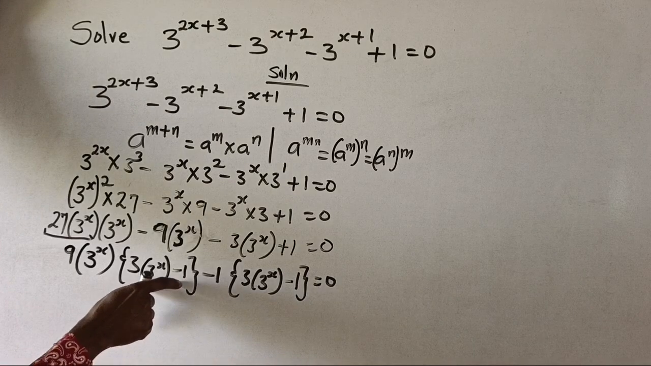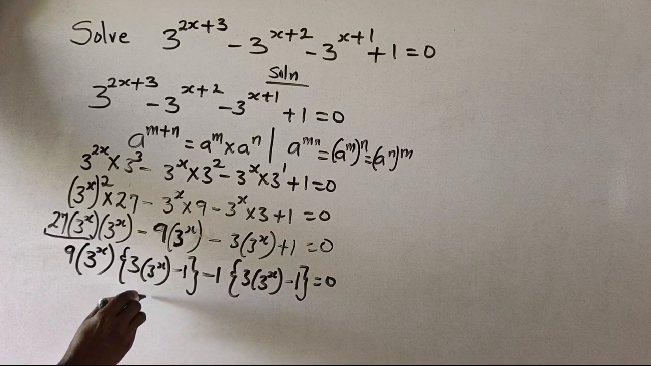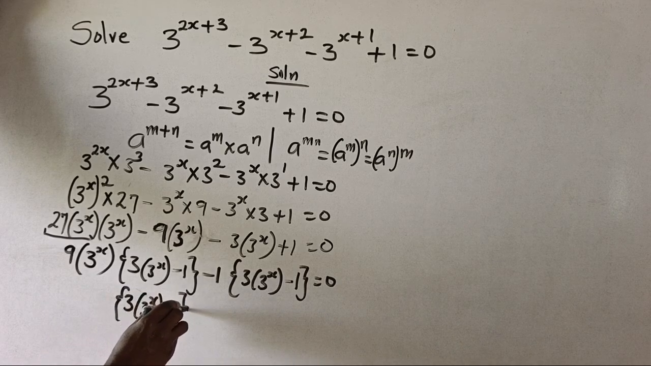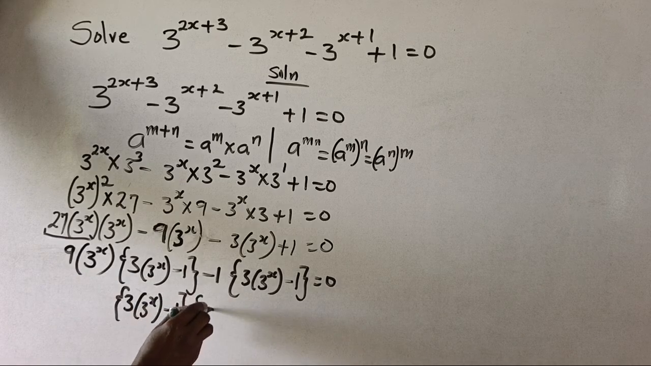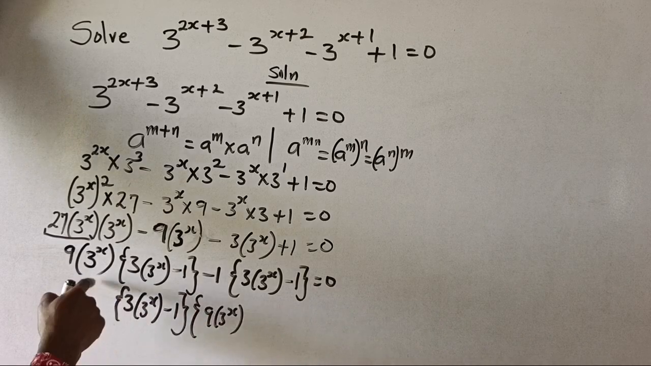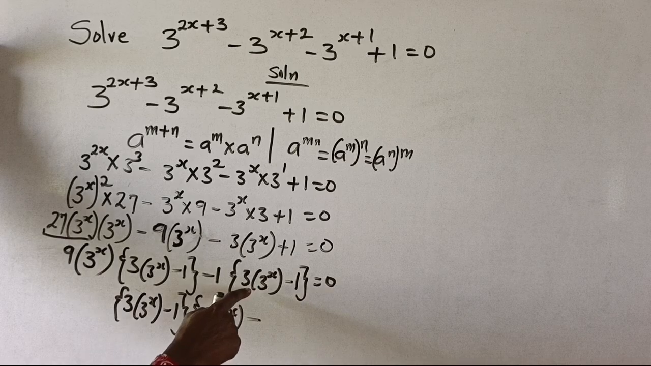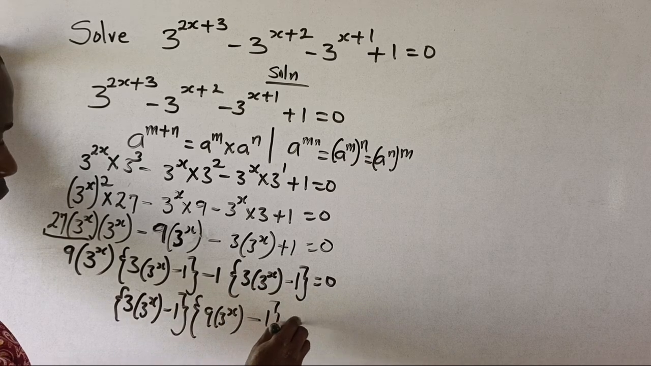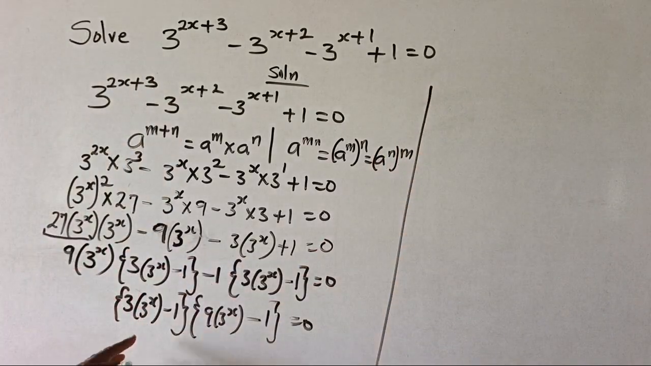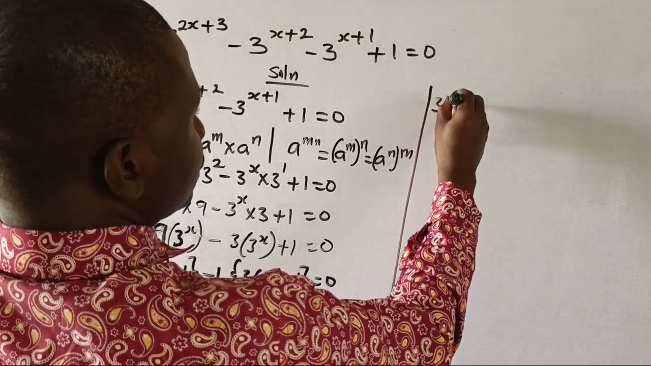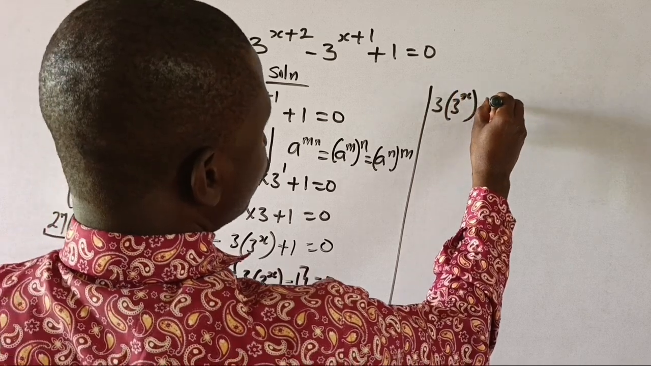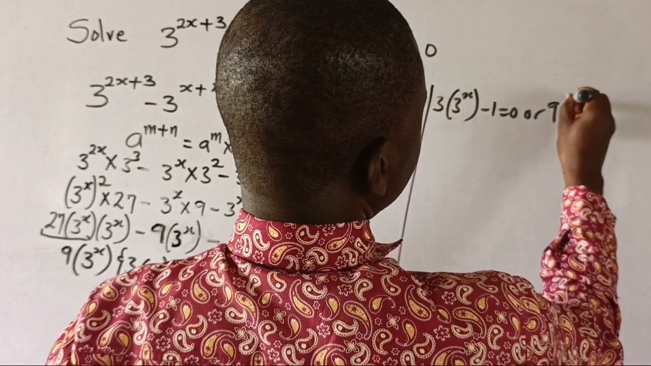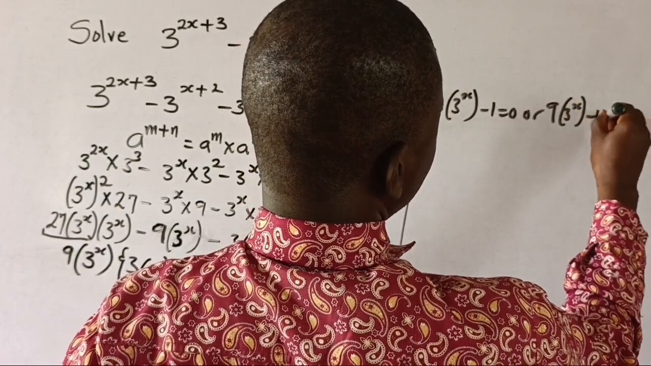Now this is a common factor. That is, we have 3 into 3 raised to power x, minus 1. We factorize it out from where we have 9 times 3 raised to power x left here, minus, then when we factorize 3 times 3 raised to power x minus 1 from here, we have minus 1 left, equals 0. So this implies it's either 3 into 3 raised to power x minus 1 equals 0, or 9 into 3 raised to power x minus 1 equals 0.